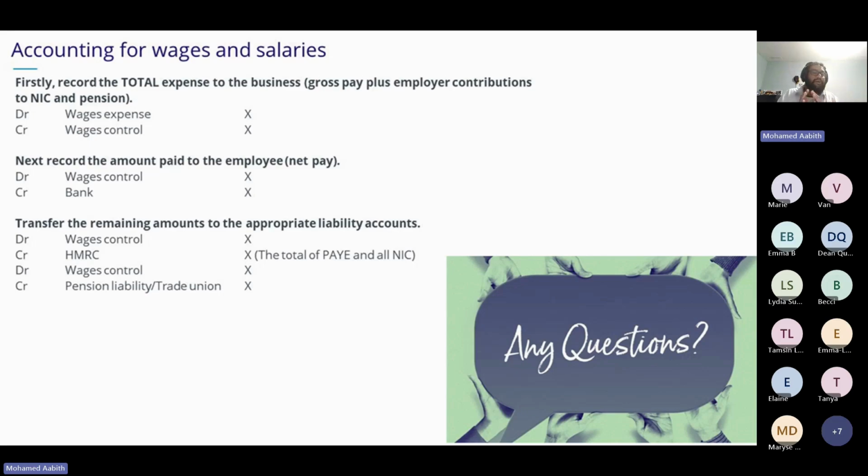Same as here, the wages expense is going to be something, and the wages control account is something there to distribute to all the relevant entities, and then it's gone. Let's do a quick question with that one. A couple of them, in fact. Okay, so let's have a quick look.